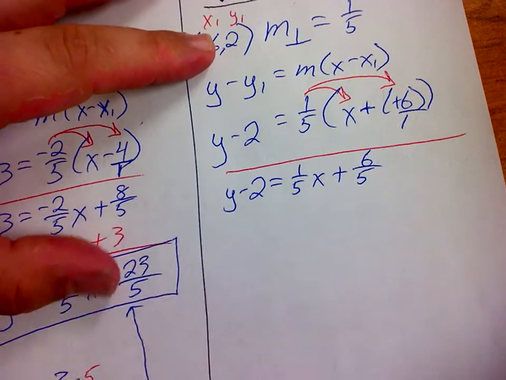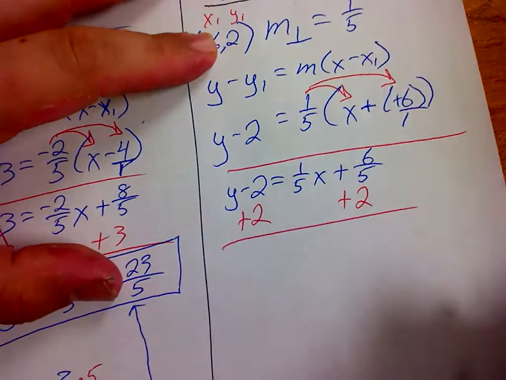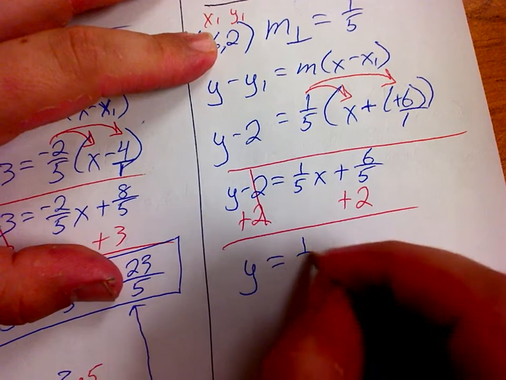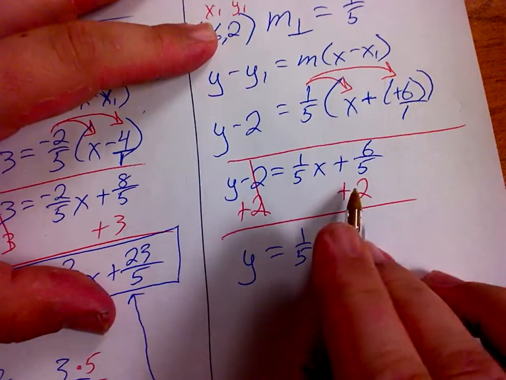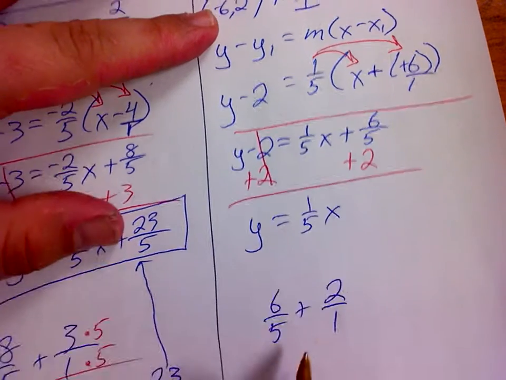Finally, get the y by itself by getting rid of the minus 2 by adding 2 to both sides. The 2's cancel out on the left, leaving us with y is equal to 1/5 x. Once again, if we want to combine these together, that's 6 over 5 plus 2 over 1.